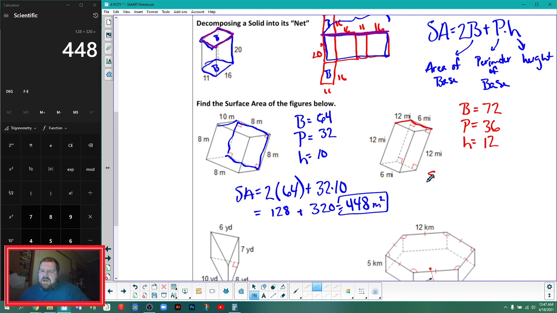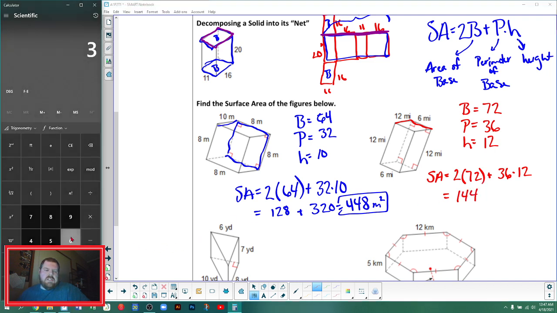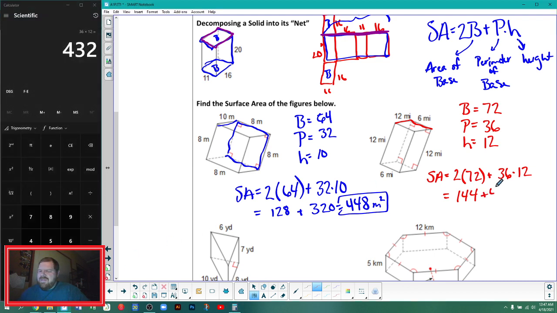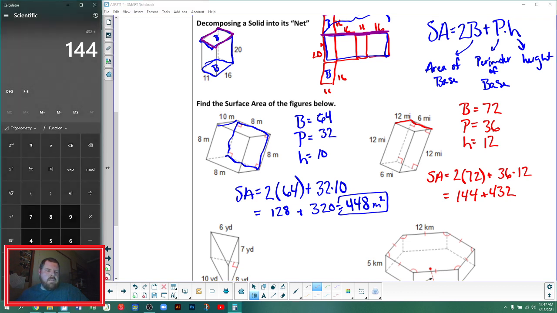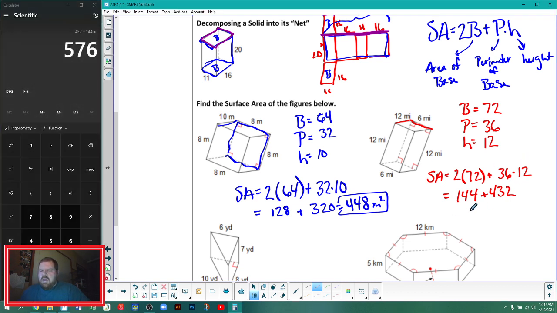All right, so let's go ahead and find our surface area. 2 times the area of the base plus the perimeter of the base times the height. 2 times 72 is 144. 36 times 12 is something big, 432. And when we add 144 to that, we get 576. And those are miles squared.